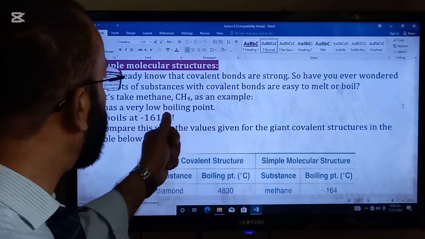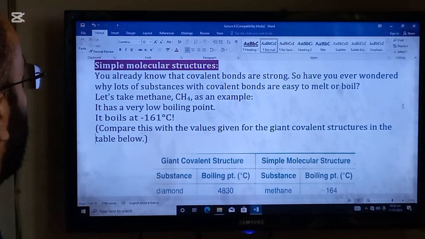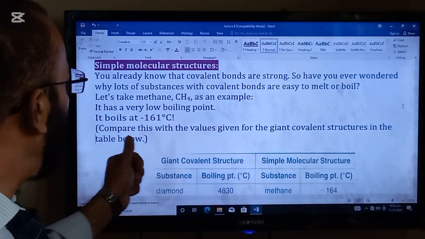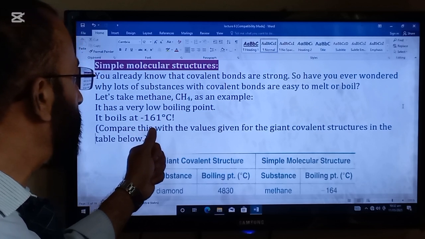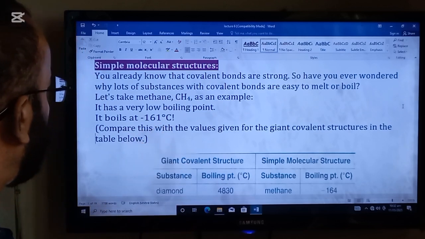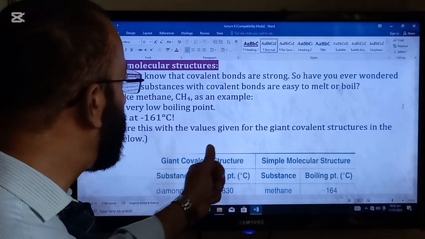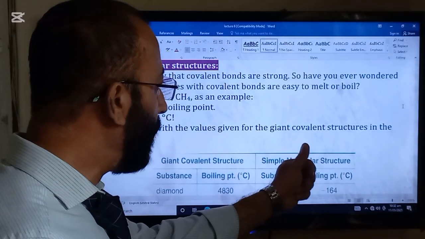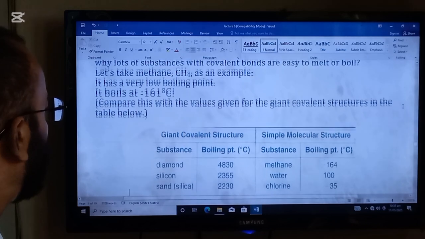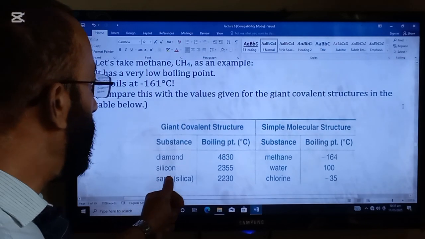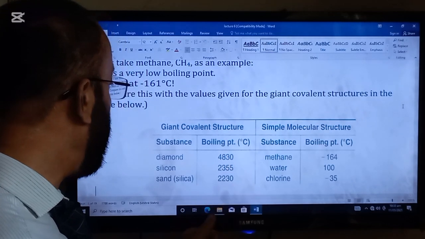Let's take methane, CH4, as an example. It has a very low boiling point. It boils at minus 161 degrees C. Compare this with the values given for the giant covalent structures in the table below. Diamond, boiling point is 4830 degrees C.